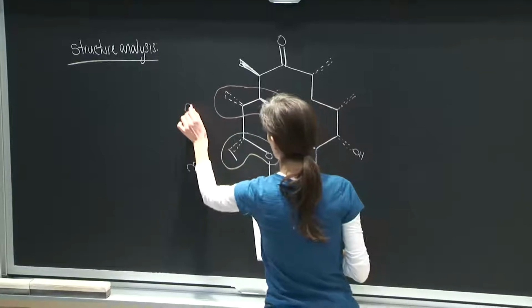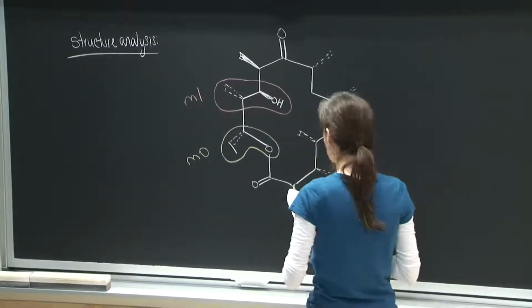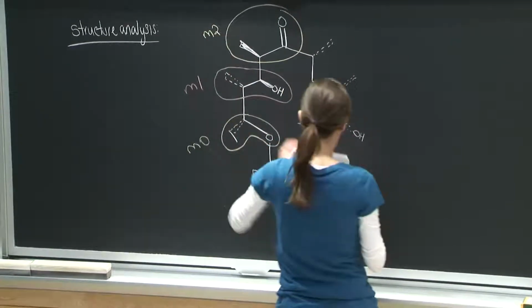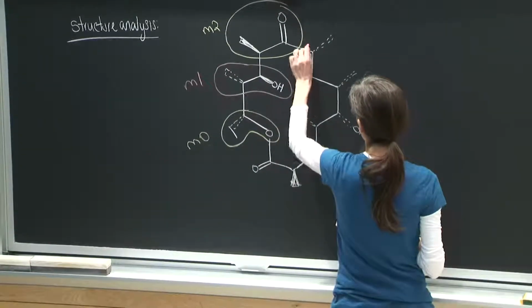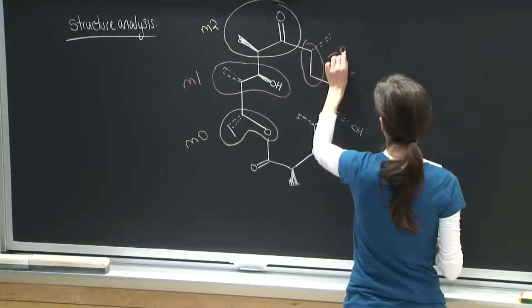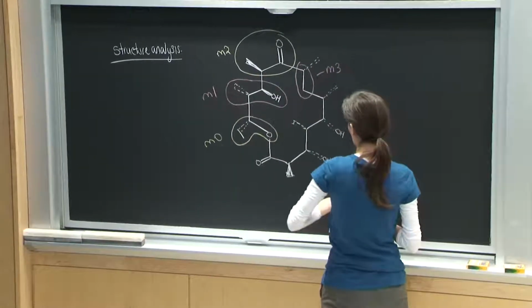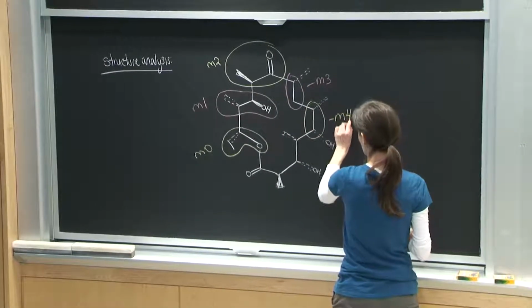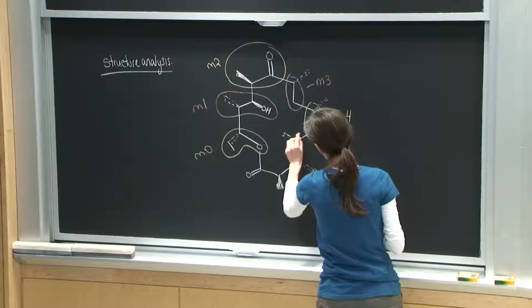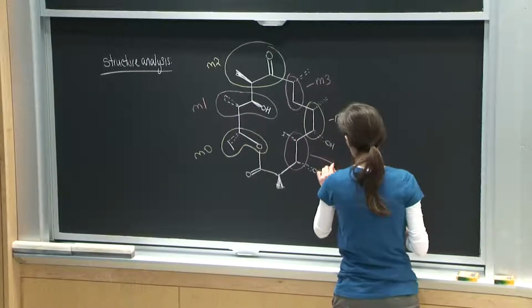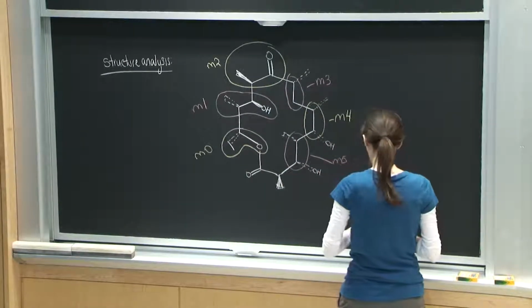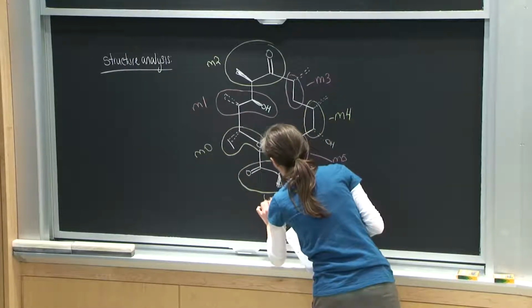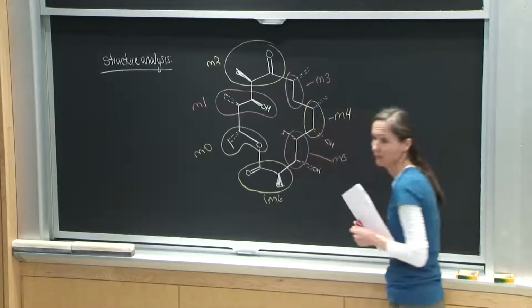Okay, here we have module 1, another 2 carbons, module 2, here, module 3, module 4, module 5, and here, module 6, okay?